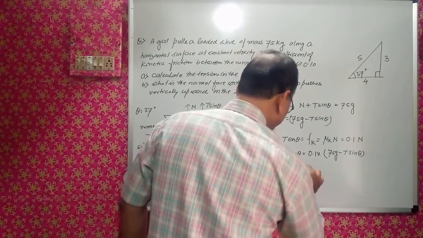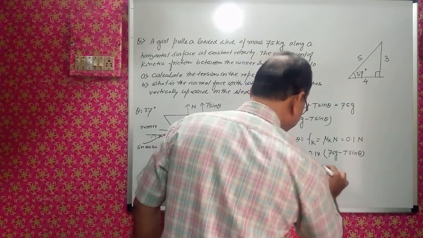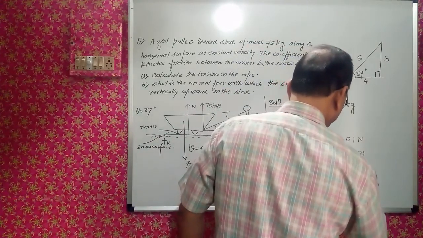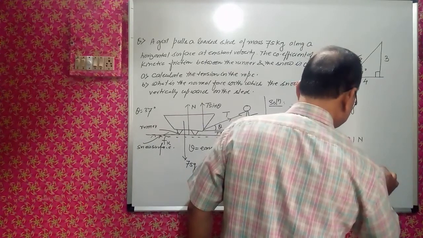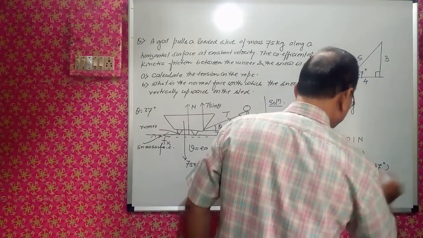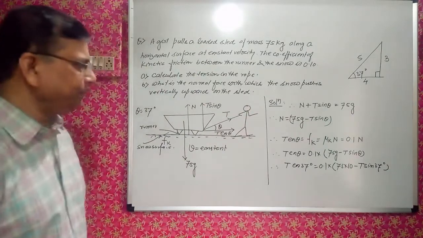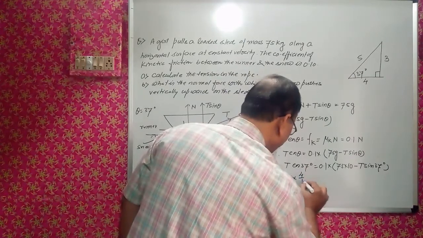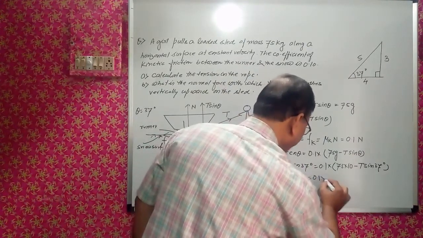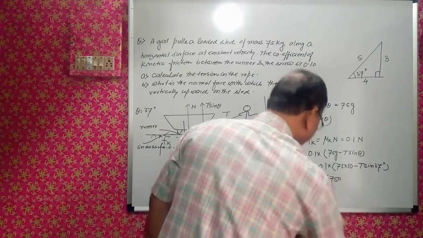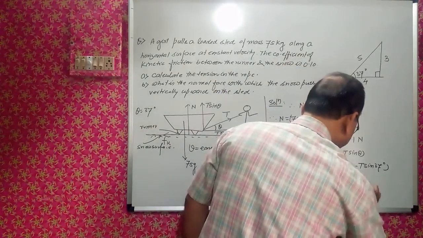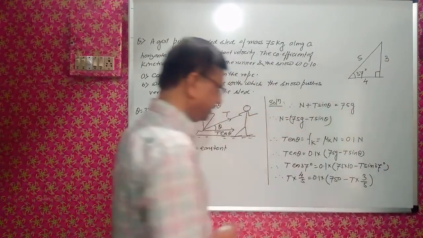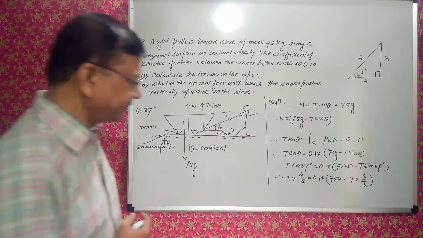Therefore T cos 37 degree is equal to 0.1 into 75 into 10 minus T sin 37 degree. Value of g I have taken as 10. So put the values. Therefore T into cos 37, it is 4 by 5, is equal to 0.1 into 750 minus T into sin 37, 3 by 5. Further simplification, we will get the value of T.